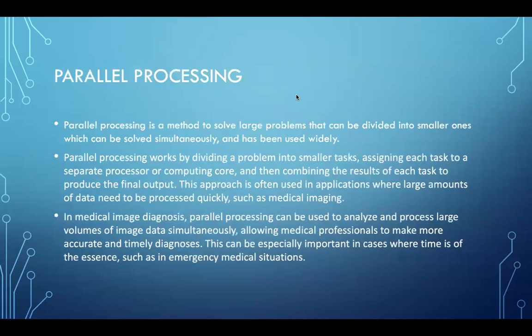What is parallel processing? Parallel processing is a method to solve large problems that can be divided into smaller ones, which can be solved simultaneously and has been widely used.